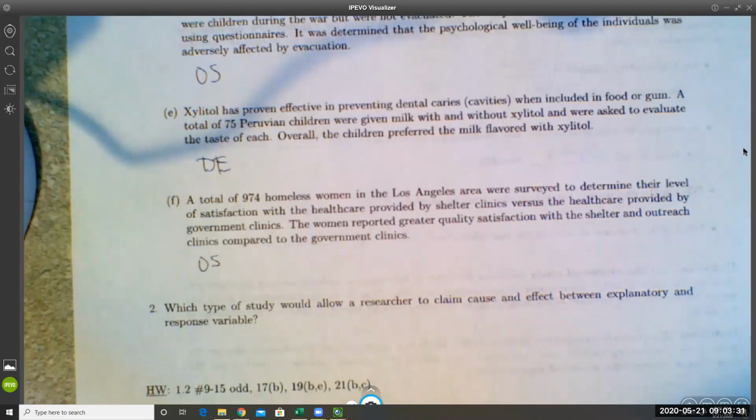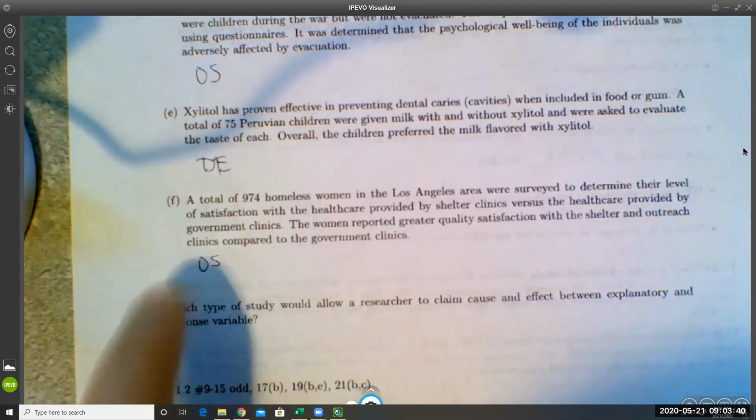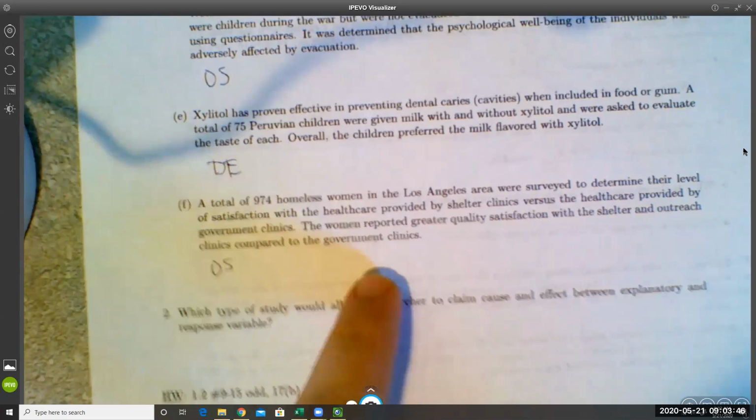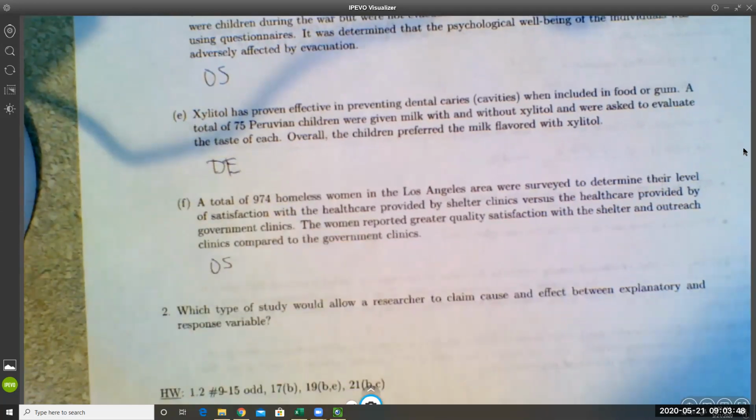So in part F, the researchers were not involved in manipulating the explanatory variable, right? So this is an observational study for sure. Again, the explanatory variable here would be the type of clinic. The response variable would be preference. Okay.